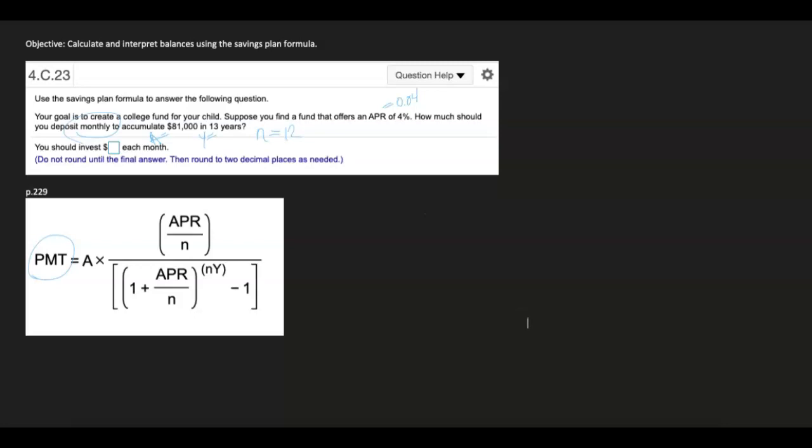So let's rewrite our formula with these substitutions. So we'll have PMT equals 81,000 times 0.04 over 12, all over 1 plus 0.04 over 12.